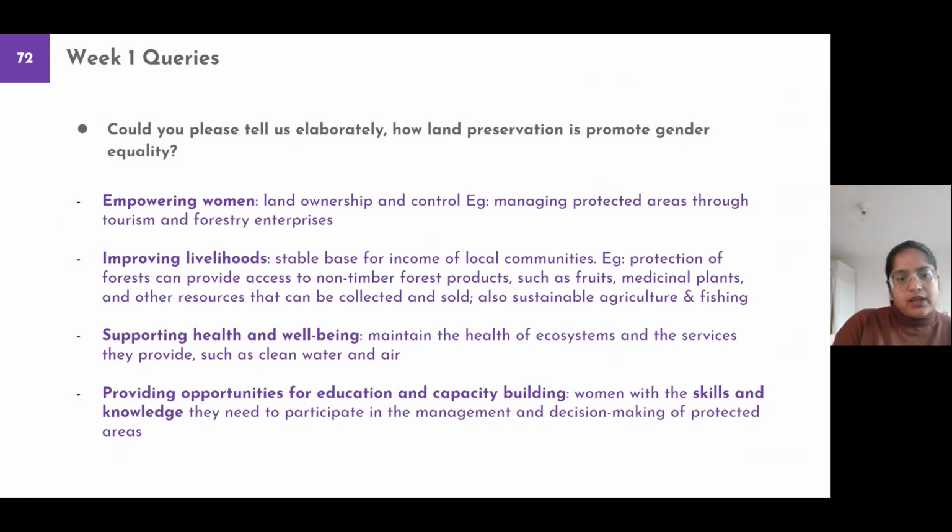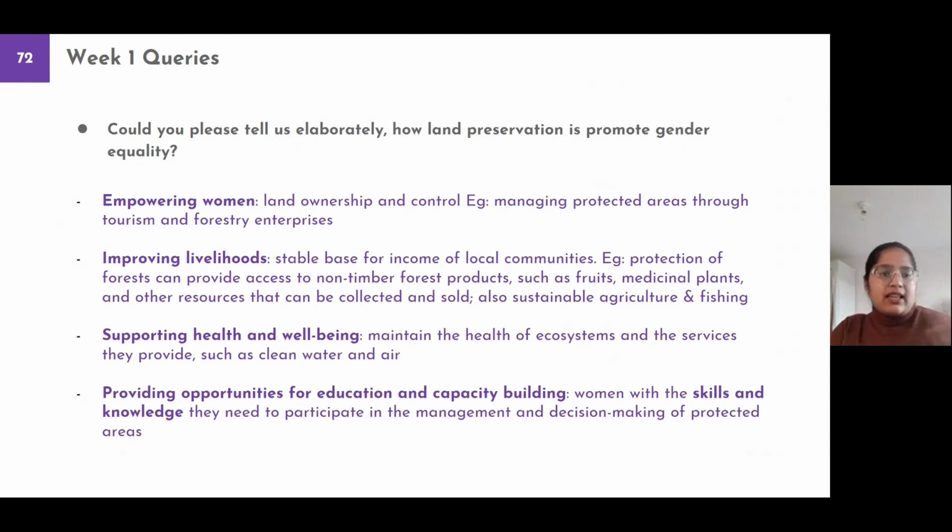Also, it provides opportunities for education and capacity building because when land is preserved, it leads to the active participation of women and other vulnerable groups in the management and decision making of these areas. So this also leads to opportunities for development of skills and knowledge.